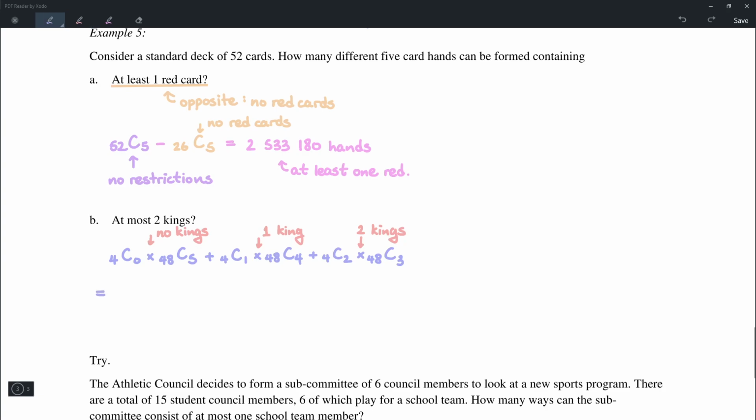Okay, so first case is going to give us 1,712,304 hands with no kings. 1 king, that will be 778,320 hands. And finally, 2 kings, just 103,776 hands. And so if we add these 3 together, that will still be 2,594,400 hands.